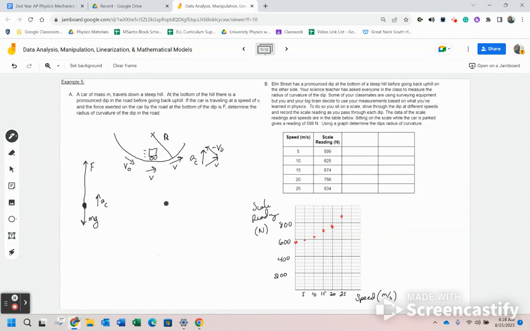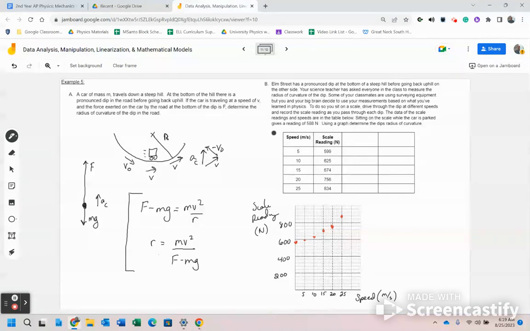We have this circular acceleration pointing up, and when applying Newton's second law, we have F minus mg is equal to mv squared over r, your centripetal acceleration. If they're asking to solve for the radius, we rearrange the equation so the radius is equal to mv squared over F minus mg. Now, these equations will be relevant later on, so we're going to come back to them.